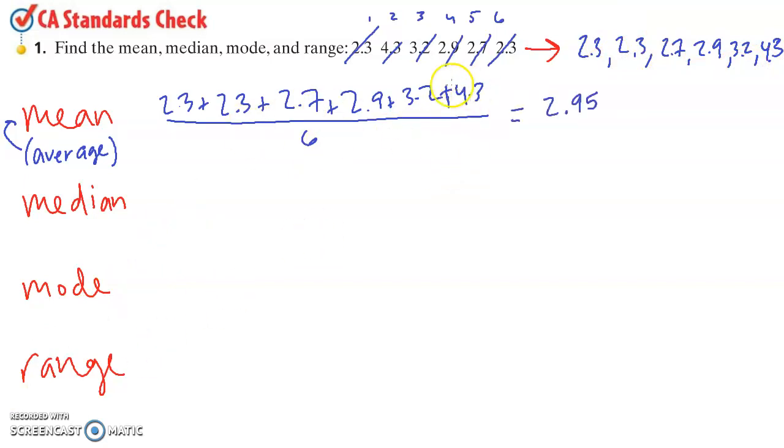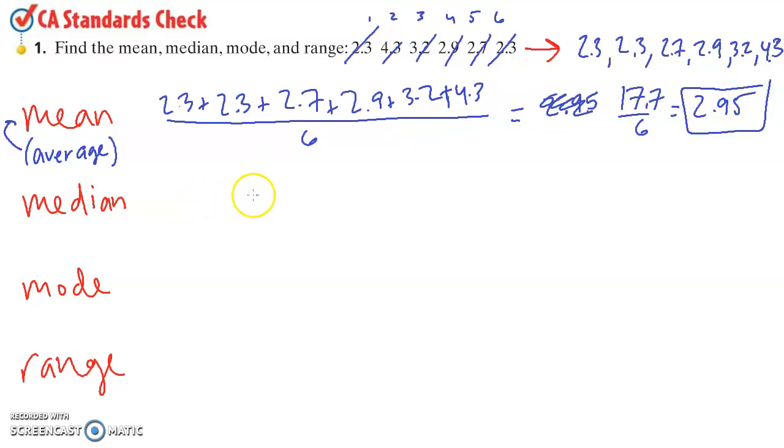So I added them all up using a calculator, and I got 17.7. 17.7 divided by 6 is 2.95. So 2.95 is the mean.